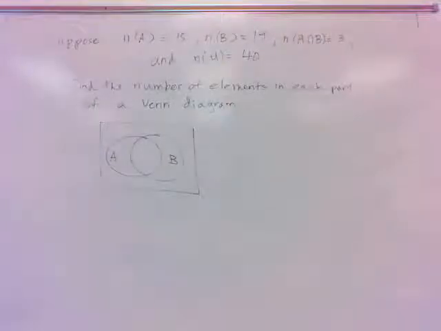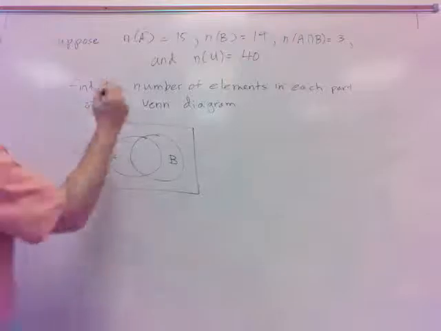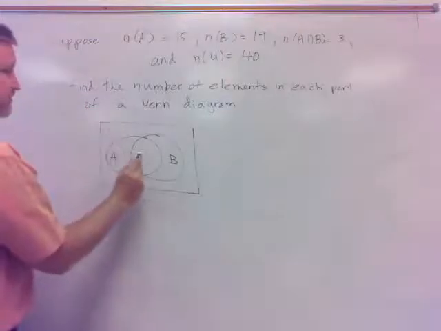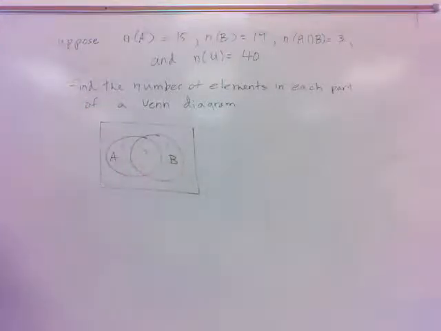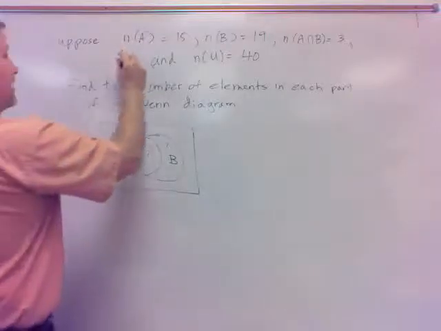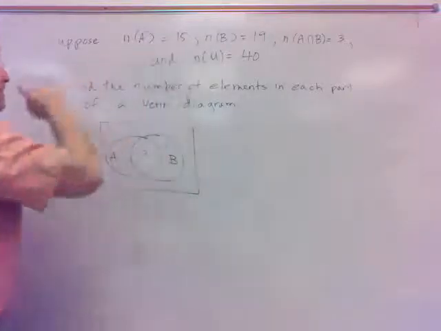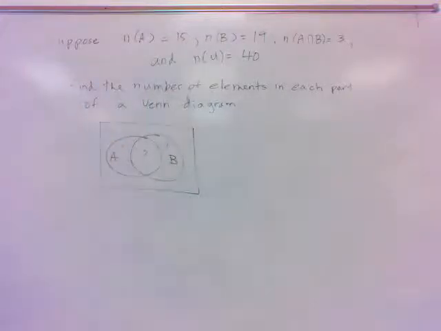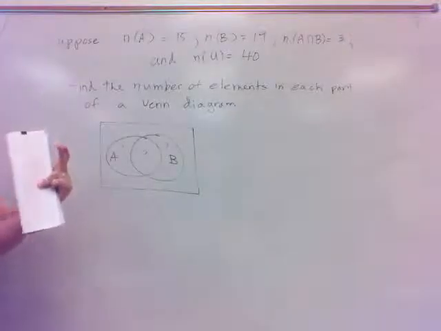Here's the story. What I want to do is figure out how many parts or how many elements go in each part of that. I don't know the set, so I'm going to have to figure this out just from the numbers here. Let's think about it, though. The number in A is 15. That tells me the total in the A circle is 15.